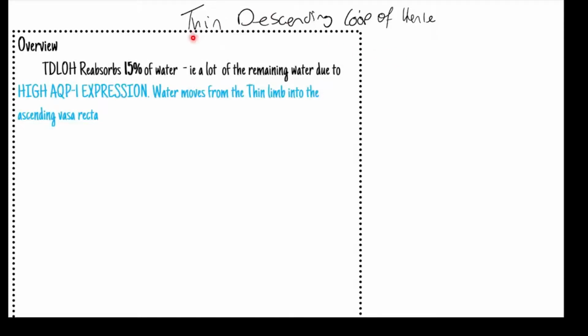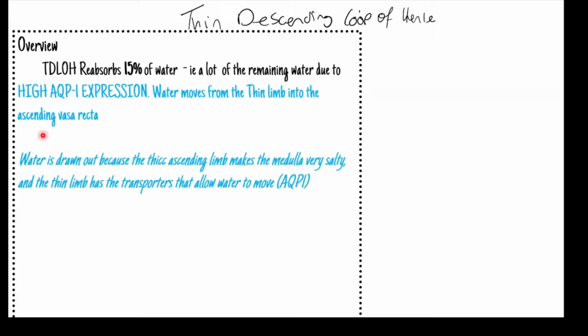But anyway, so we said the thin descending loop of Henle reabsorbs 15% of water. Considering a lot of water has already been reabsorbed in the PCT and PST, this 15% constitutes quite a big chunk of the water that's left. And this happens because the thin descending limb expresses a high number of aquaporin 1s. These are permanent water channels that allow water to be drawn out by osmosis into the ascending vasa recta. It's important you know that it's the ascending vasa recta.